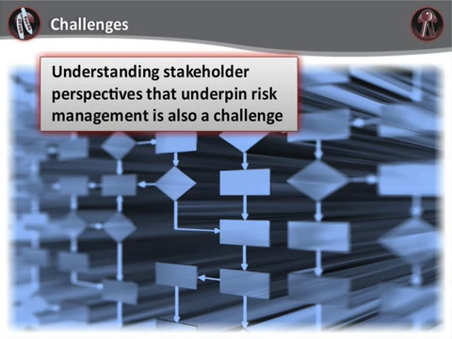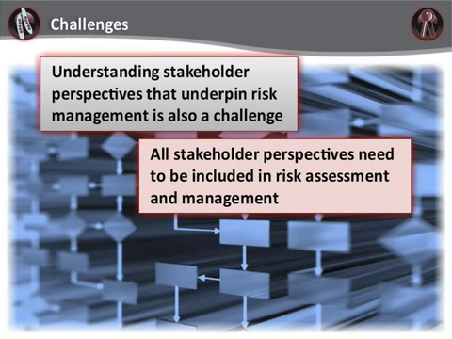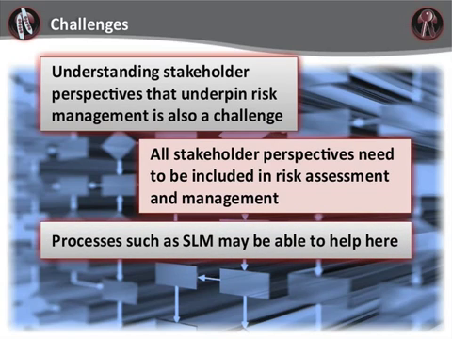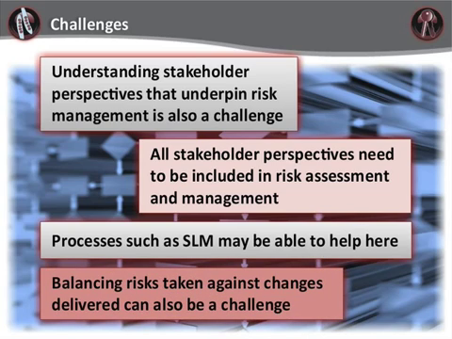The second challenge is to understand the different stakeholder perspectives that underpin the risk management associated with evaluation activities. In order for risk to be fully assessed and managed, all stakeholder perspectives need to be included. Other processes, such as service level management, may be able to assist in the identification of stakeholders. The third process challenge is also related to risk. This challenge is about the balance between taking risks in order to deliver the organization's strategy and managing risk to an acceptable level. Too much caution may mean services are never delivered at all.